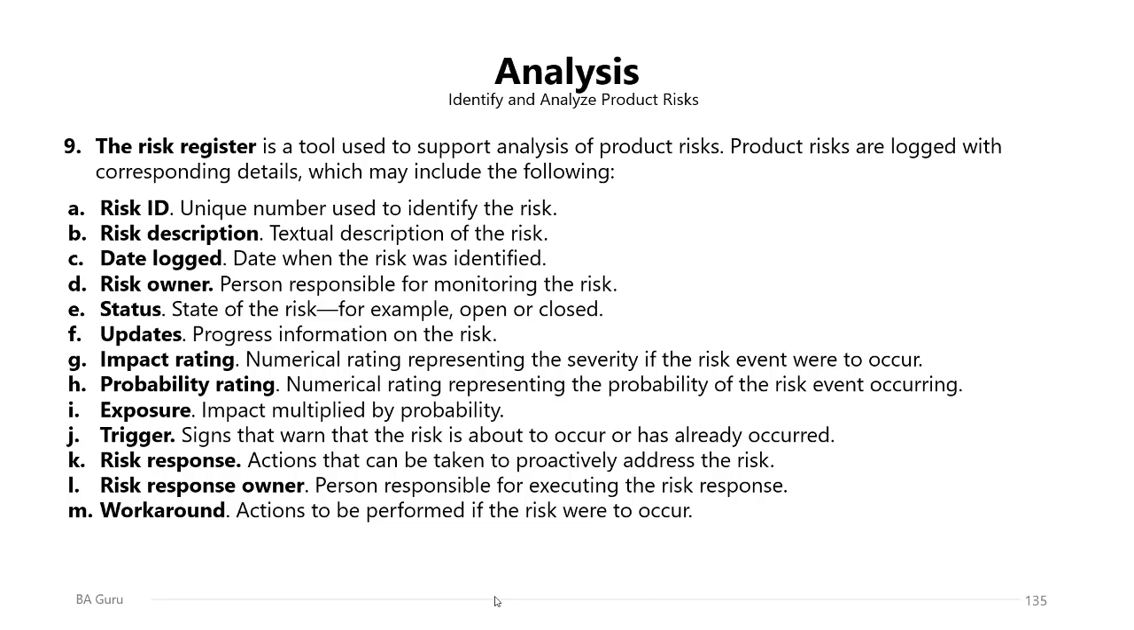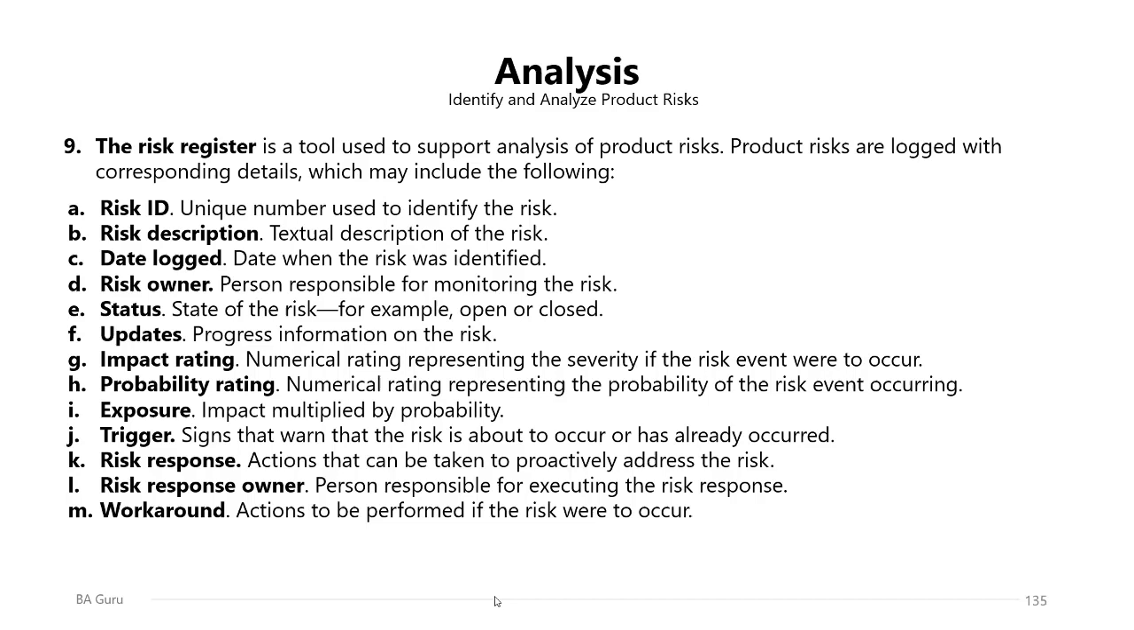the exposure, which is the impact multiplied by the probability for each risk. Triggers are signs that warn that the risk is about to occur or has already occurred, and the risk owner is responsible to monitor the triggers. The risk response, actions that can be taken to proactively address the risk. The risk response owner is a person responsible for executing the planned risk response and to assist the risk owner in managing the risk. And finally, the workaround of this risk, actions to be performed if the risk was to occur.